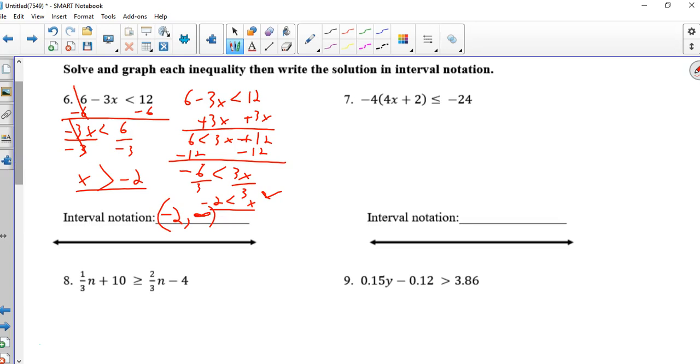So that's the only problem with doing it and solving for the x on the right side, keeping it positive, is you've got to remember for interval notation, always read from the x, from the variable.